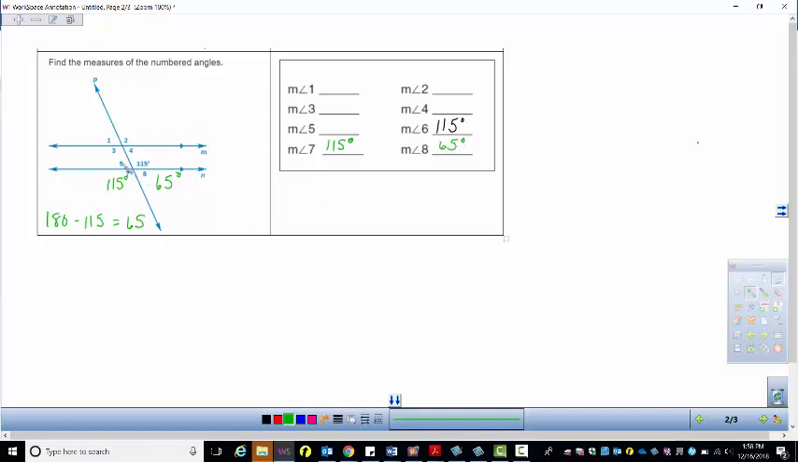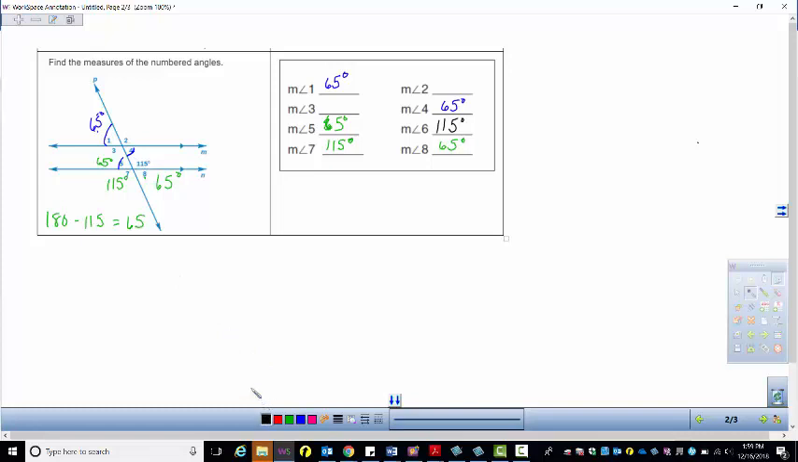And then I look at my vertical pairs again. 5 and 8 are vertical, so angle 5 is 65 degrees. Now I have to do something special. Maybe I could use corresponding again. I know angle 1 up here and angle 5 right here have to be equal, so this is 65 degrees because they are corresponding. So 1 is 65, that means 4 is also 65 because they are vertical.